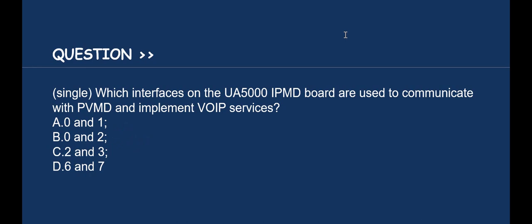Next question is, which interfaces on the UA5000 IPMD board are used to communicate with PVMD and implement VoIP services? Option A, 0 and 1. Option B, 0 and 2. Option C, 2 and 3. Option D, 6 and 7. Correct answer is option D.